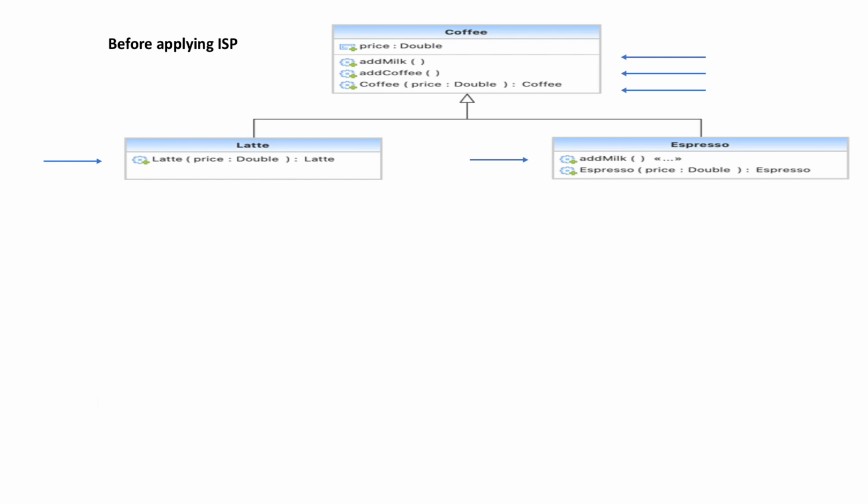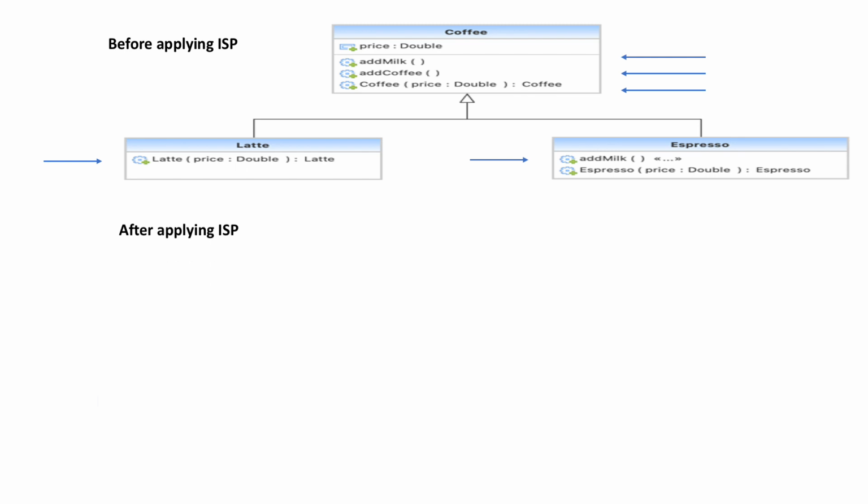But espresso will never know how to override add milk and what to do with it, because espresso coffee will not have any milk component in it. So then it will throw an exception, and it will violate the interface segregation principle, which says that you cannot force your client to implement the method which it is not using.